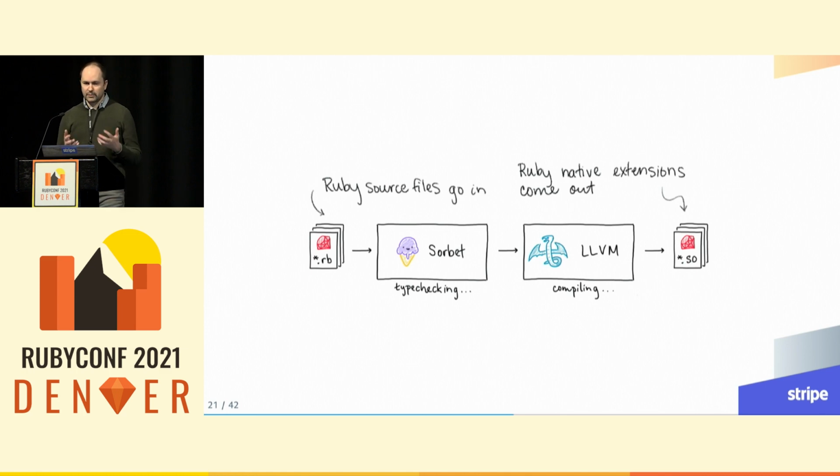So you might think that adding a backend to a project like Sorbet would be an enormous amount of work. But in reality, it's only taken us about 10,000 lines of additional C++ to the code base to get to the point where we're generating shared objects. We have an additional 5,000 lines of C that go into runtime support for those.